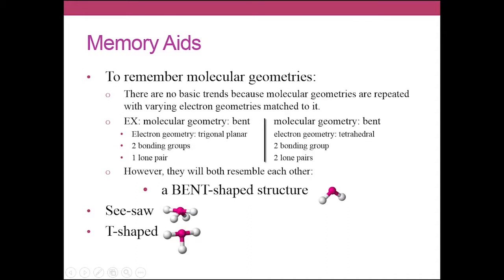In VSEPR theory, there are no basic trends because molecular geometries are repeated with varying electron geometries matched to it. So for example, let's say we have 2 molecules and they both have a molecular geometry that is bent. But what's the difference between the two? Well, the first one has an electron geometry that is trigonal planar, and this is because it has 2 bonding groups and 1 lone pair. The other one, which has a molecular geometry of bent, has an electron geometry of tetrahedral, and this is because it has 2 bonding groups and 2 lone pairs. Even though they have different electron geometries, they will resemble each other and they both will have a bent-shaped structure.